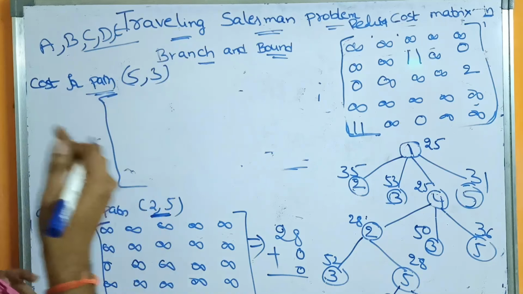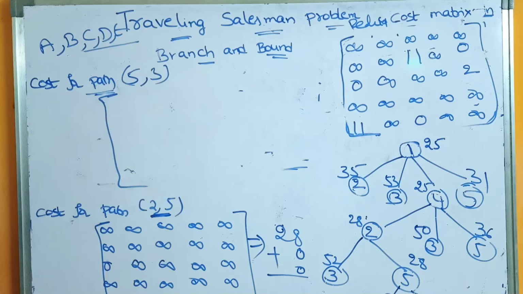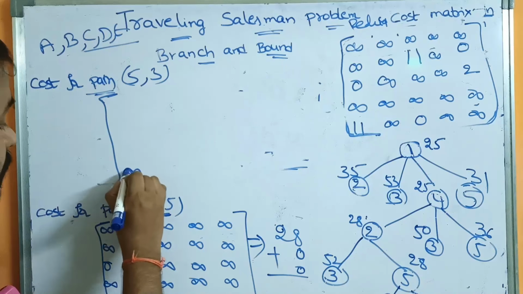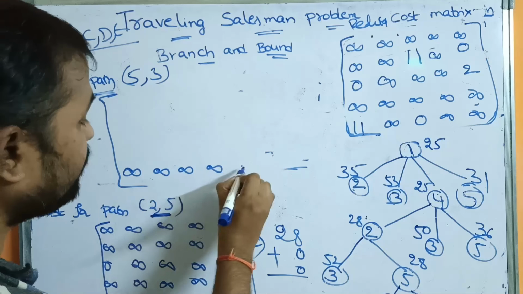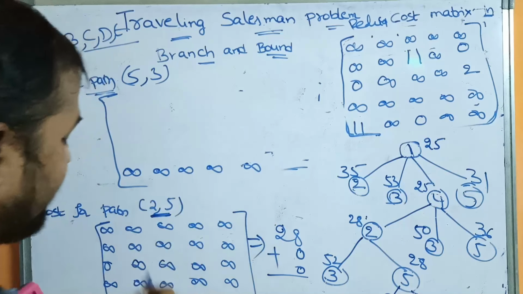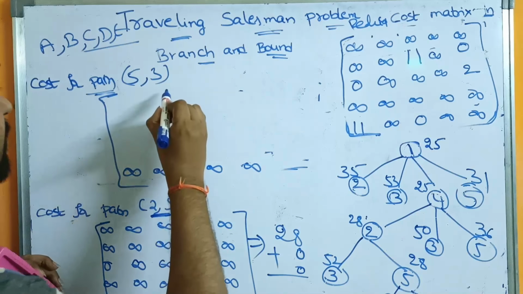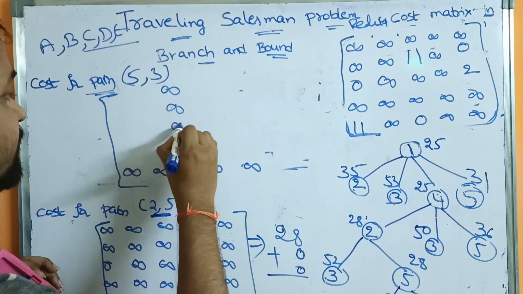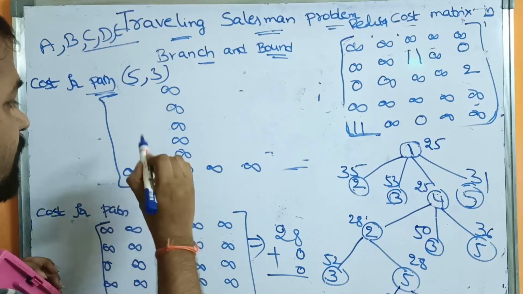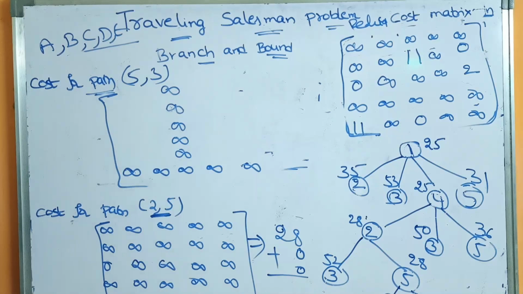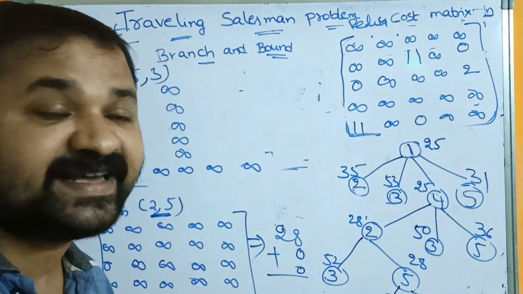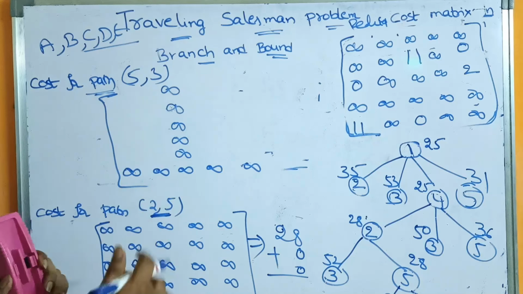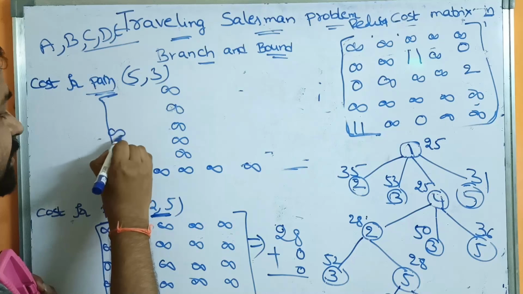So 5 to 3 means what? All the entries of the fifth row are changed to infinity. So let us change all the entries of the fifth row to infinity. Next, all the entries of the third column are changed to infinity. So 1, 2, 3, 4, 5. Next, j comma 1 is changed to infinity. J comma 1 means 3 comma 1. So 3 comma 1 is changed to infinity.